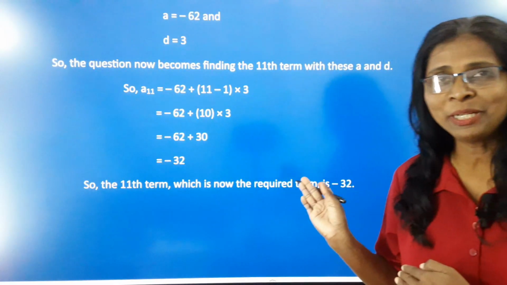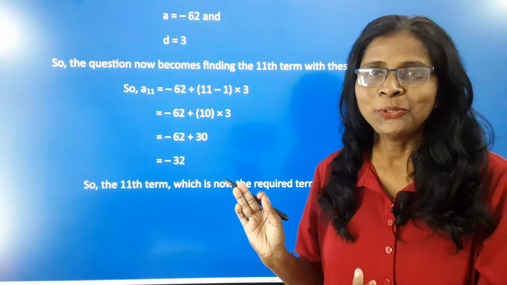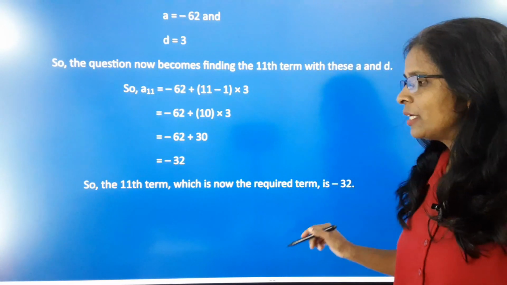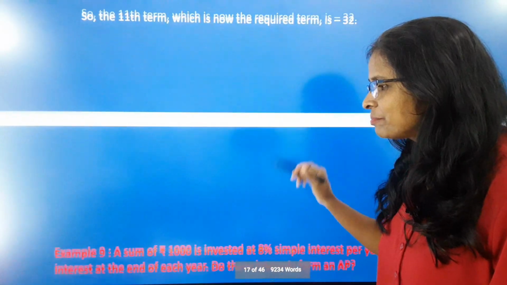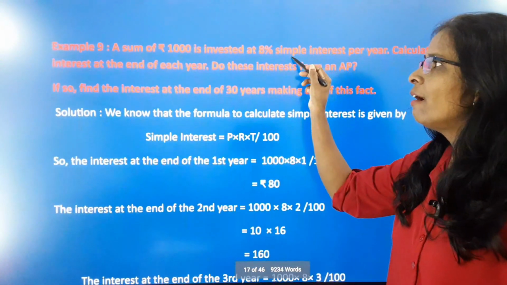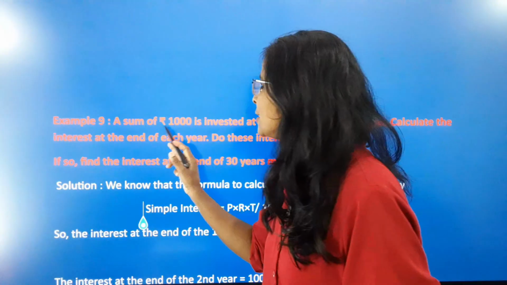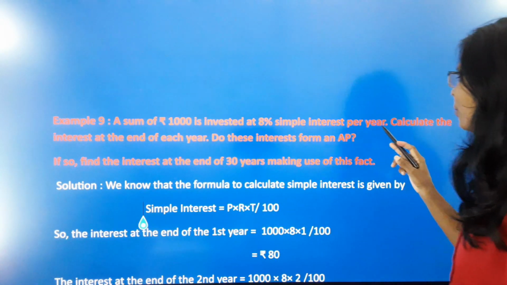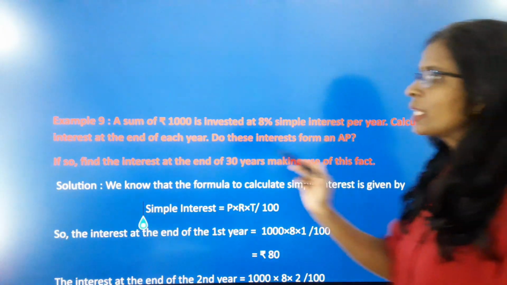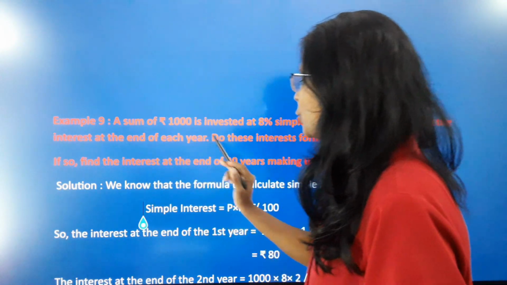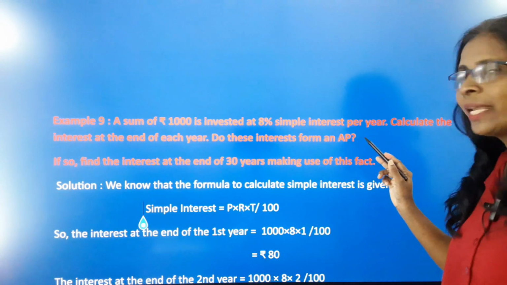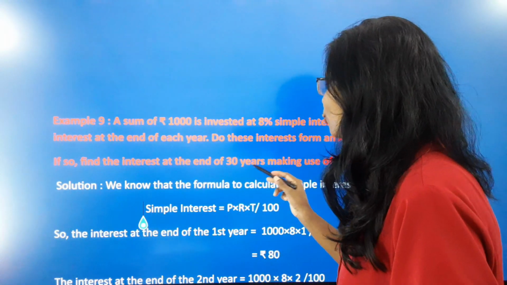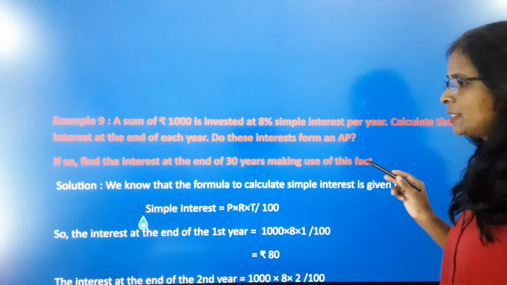So this is the simple method; you can follow either the first method or the second method. Now see the next example. A sum of rupees 1000 is invested at 8% simple interest per year. Calculate the interest at the end of each year. Do these interests form an AP? If so, find the interest at the end of 30 years making use of this fact.